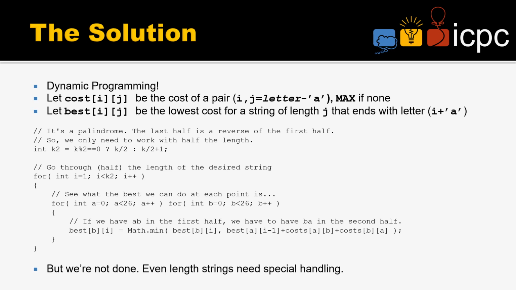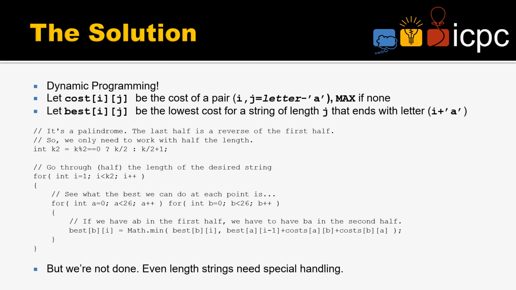But with dynamic programming, let's let an array called cost[i][j] be the cost of a pair of letters. So it's the cost of a rune pair where i and j are integers that index the letter. And we're going to use some code max. That's a variable that's defined to have a very large value, effectively infinity, if there is no such rune pair in the input. And best[i][j] is the lowest cost for a string of length j that ends with the letter indexed by i.